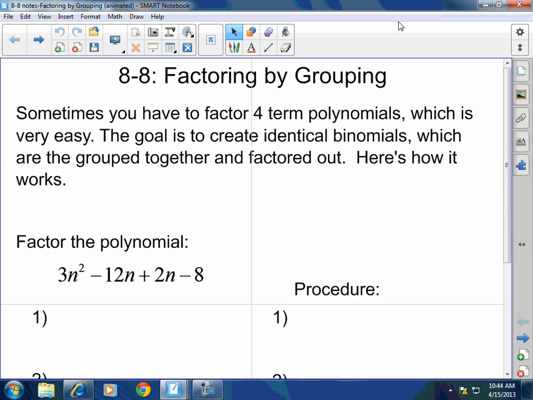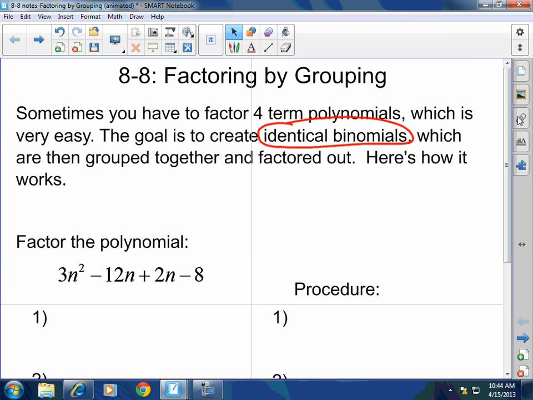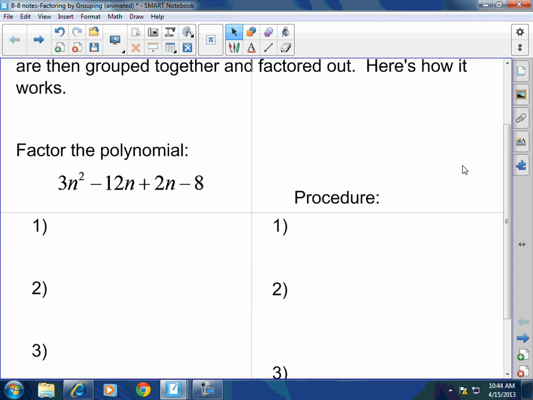Today, we're talking about 4-term polynomials. And when we have 4-term polynomials, we're going to factor these by grouping. The goal is to create, here's the key, identical binomials, which are then grouped together and factored out. Here's how it works. Very simple stuff. You're going to love this.